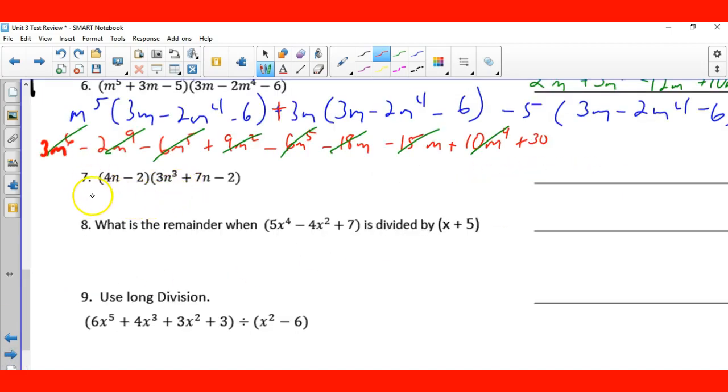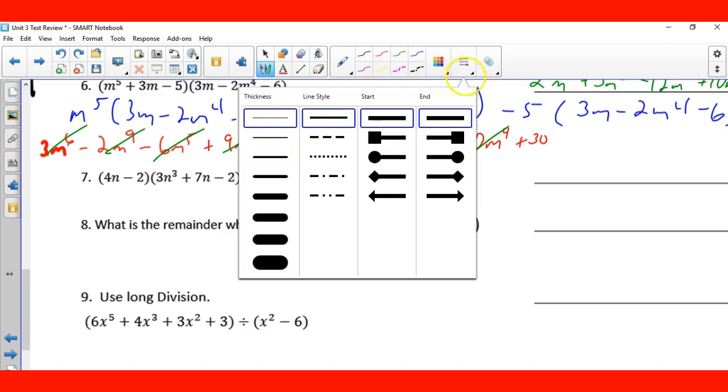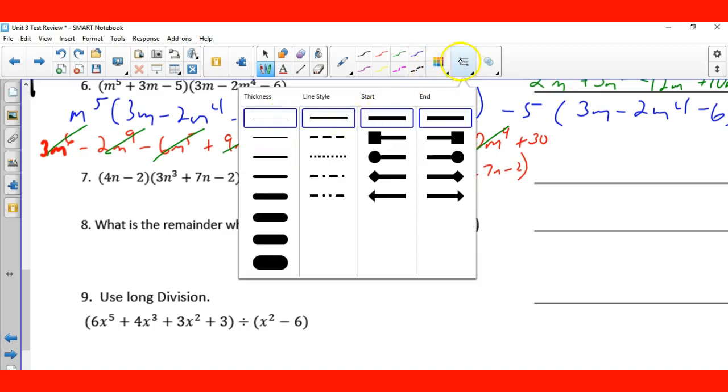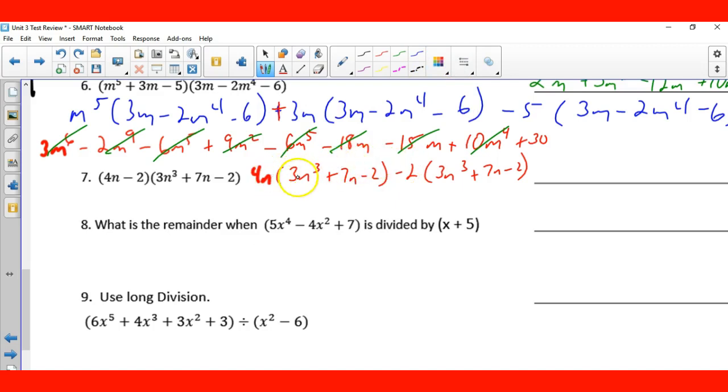Alright, right here, again, I would separate it out. I would go 4n times the whole following thing, 3n cubed plus 7n minus 2. And then I would go minus 2 times 3n cubed plus 7n minus 2, like that. Now, it's FOILing, guys. I'm just expanding it out so you can see it.